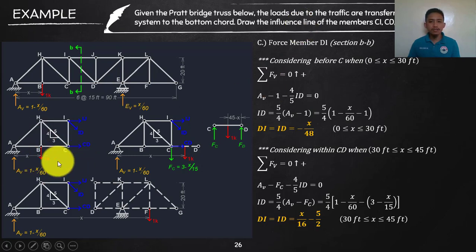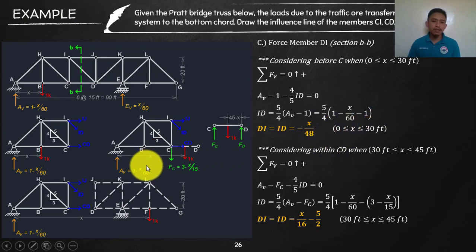So first, when the load is within your AC, that gives us, going up positive, AB, and then of course the component of this first is negative 1 going down, and the component of ID is going down. So what is the vertical? That is 4/5. So negative 4/5 of your unknown ID. Simple algebra, you will have this as 5/5 times the AB minus 1, substitute AB. Okay, we calculated that one again. And then simple algebra, you will end up with negative x over 48. So that is good for x 0 to 30.